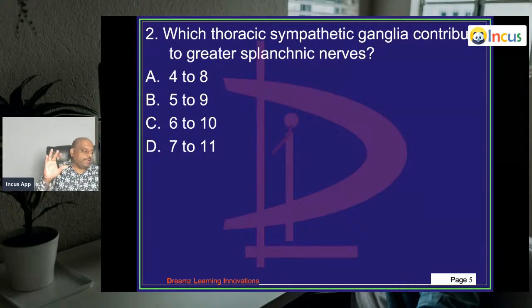Greater splanchnic nerve, lesser splanchnic nerve. Can the online students punch whether the voice is loud and clear for all of you?